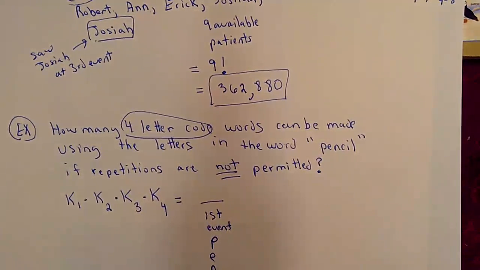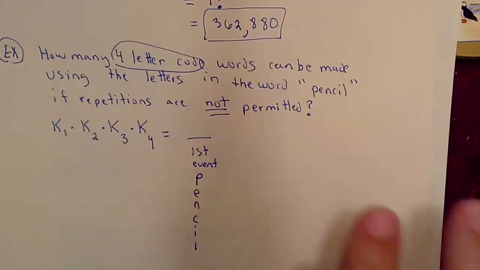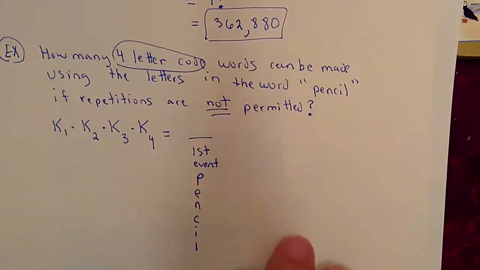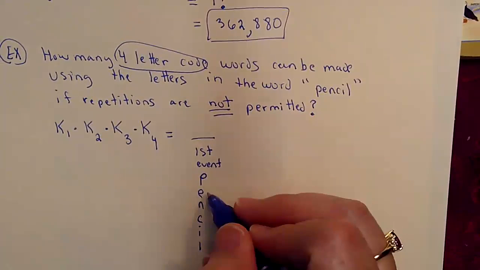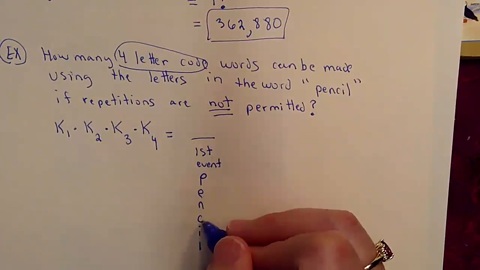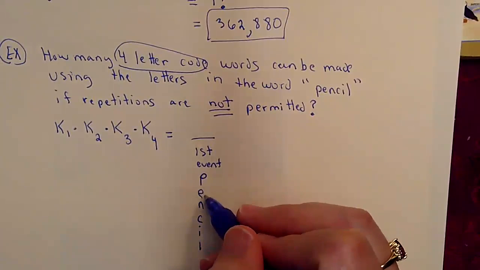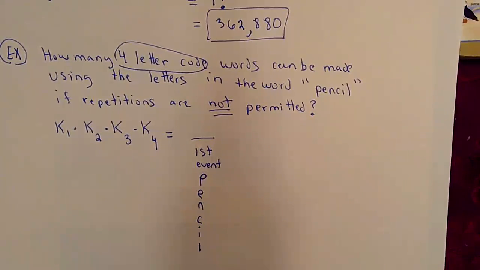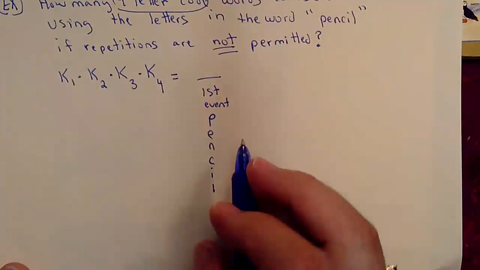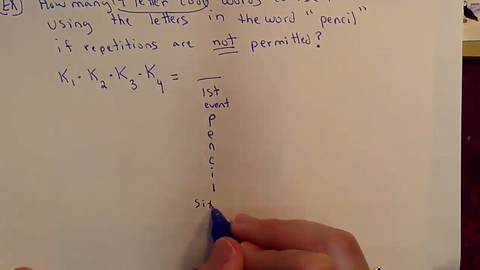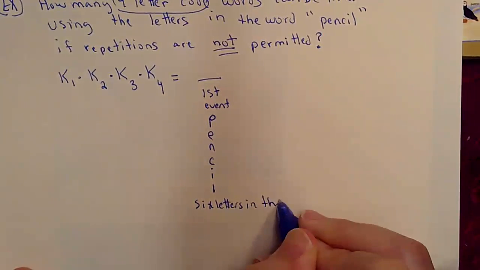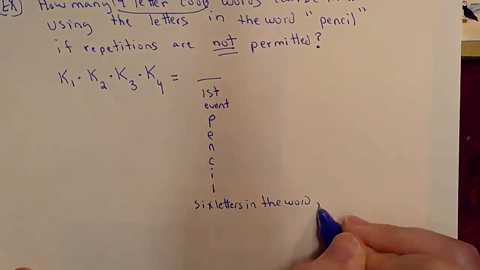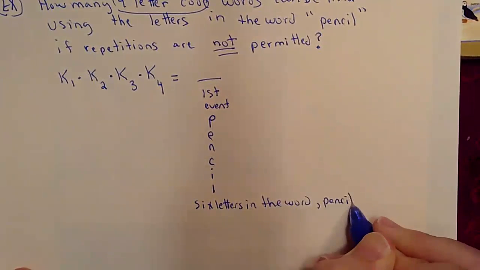Pencil. 1, 2, 3, 4, 5. Pencil. 1, 2, 3, 4, 5, 6. Is it six? Yeah, it's six. So the word pencil has six letters. There's six letters in the word pencil.